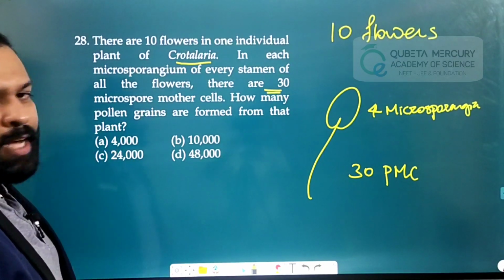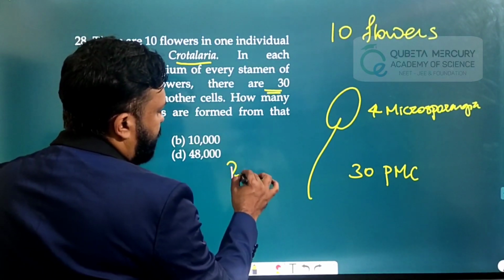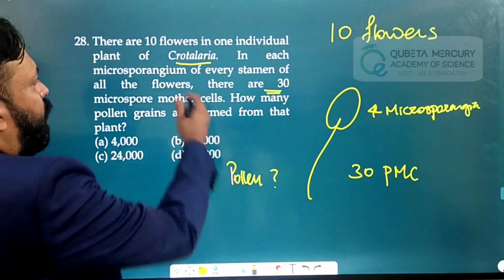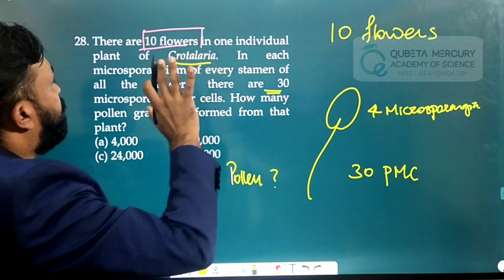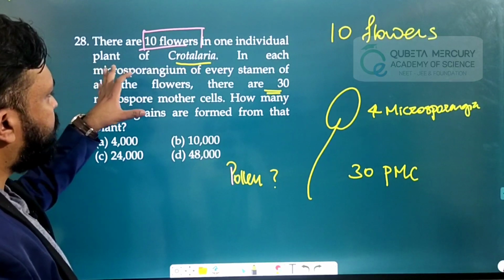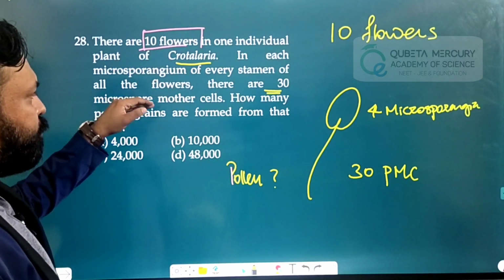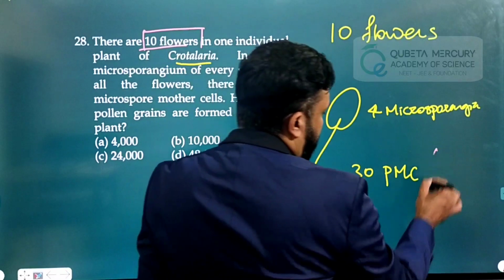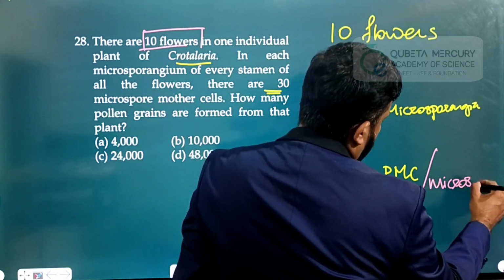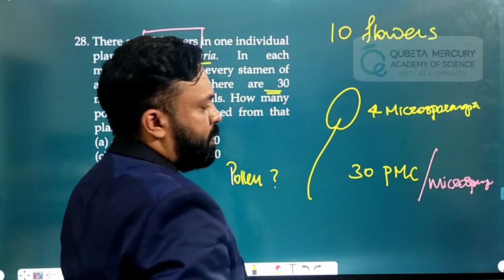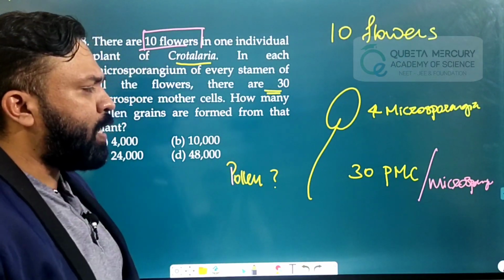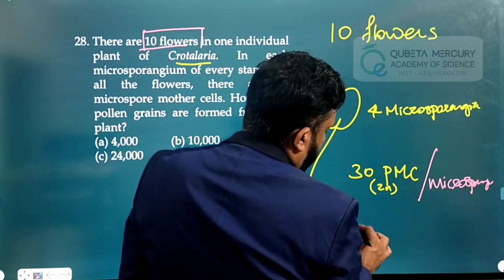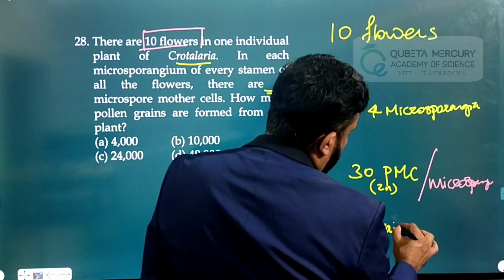So, how many pollen grains are formed? That is the question. We have to count out the pollen number. Once again, there are 10 flowers in one individual plant of Crotalaria. In each microsporangium of every stamen of all the flowers, there are 30 microspore mother cells. So what will be the total number of pollen grains produced from such a microsporangium? Pollen mother cells are diploid and the pollen grains will be haploid, right? For that the meiosis takes place.